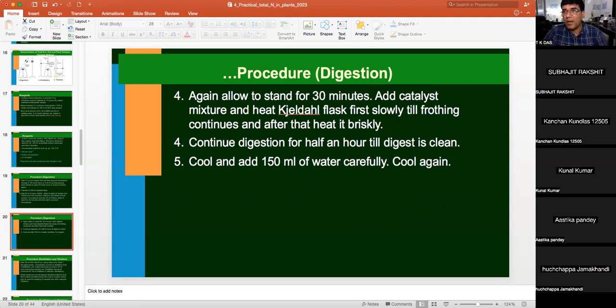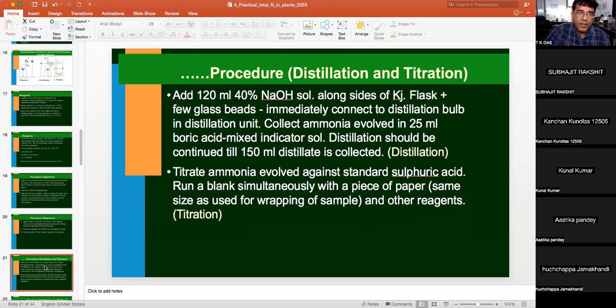Means you can check digest in your hand like this and see if any impurities are there. Any suspended particle should not be there. This should be very clean and transparent. Cool and add 150 ml of water carefully and cool again. Now, the digestion part is over. Now you are going for distillation and titration.